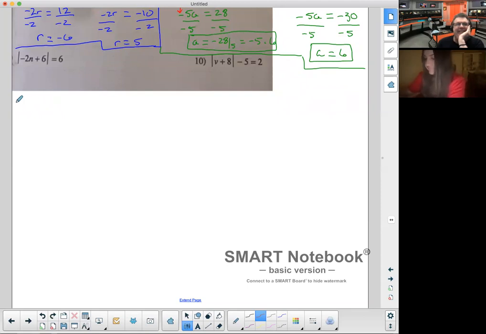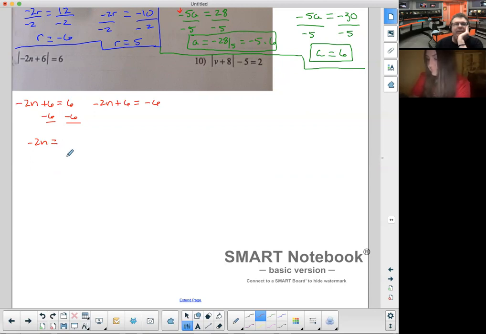Negative 2n plus 6 equals 6, and negative 2n plus 6 equals negative 6. Excellent. We get rid of the 6 by doing minus 6. Perfect. And then that's negative 2n equals 6.